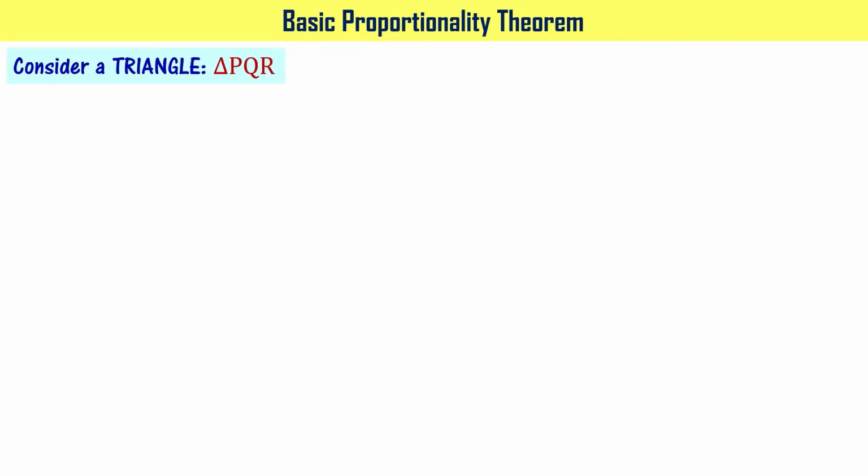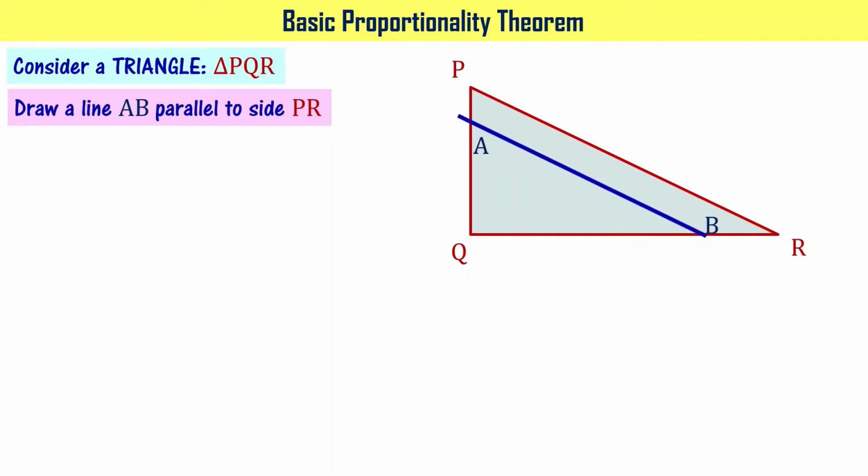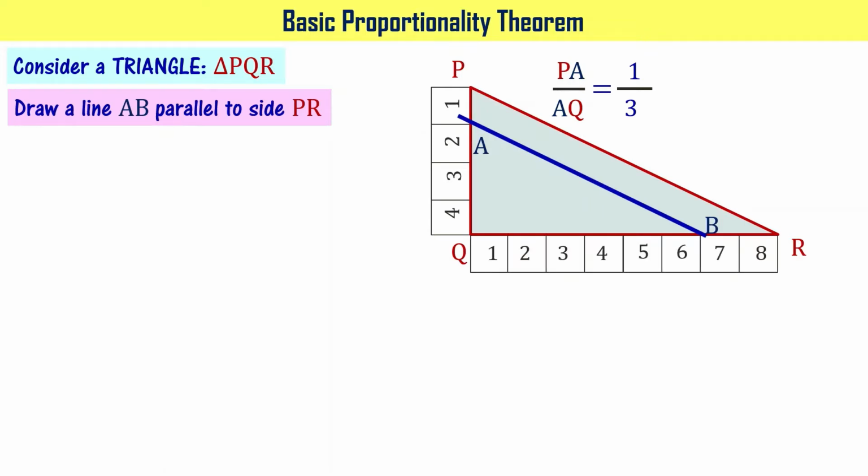Let us now consider another triangle, that is triangle PQR as shown here. It is a right angle triangle. Let's draw a line AB parallel to side PR as shown here, and let me call it line AB. As you see here, PA by AQ is 1 by 3, right? And RB by BQ is equal to 2 by 6, that is equal to 1 by 3, right?